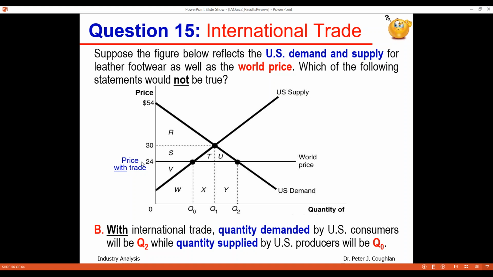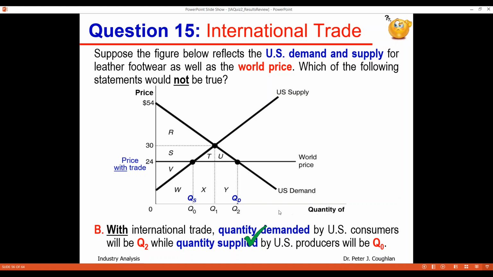If all transactions take place at that price, then what's the quantity demanded? The quantity demanded is where the demand curve intersects that price, right there. Q2 is the quantity demanded, because that's where the demand curve intersects the world price. What about where the supply curve intersects the world price? That's Q0. The quantity supplied is right there. So again, with international trade, the quantity demanded by U.S. consumers will be Q2. That's correct. While the quantity supplied by U.S. producers will be Q0. That is also correct.